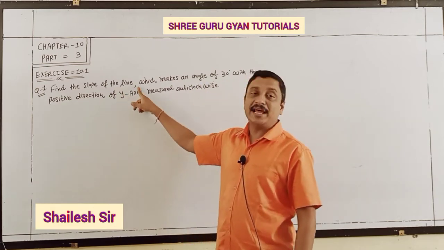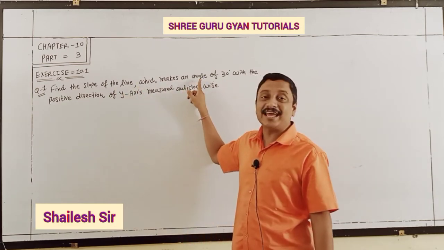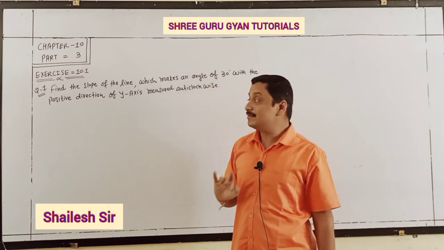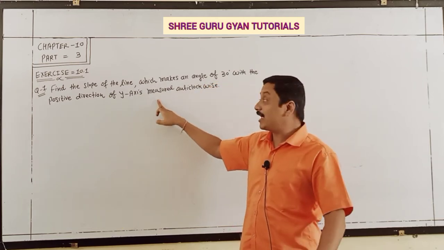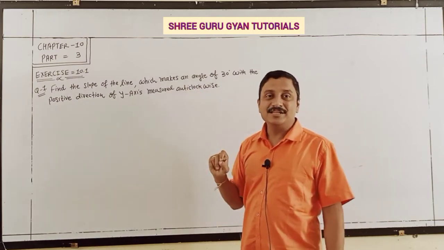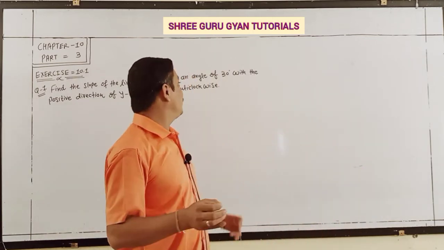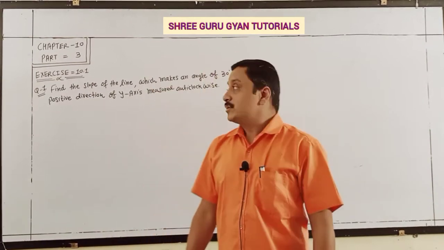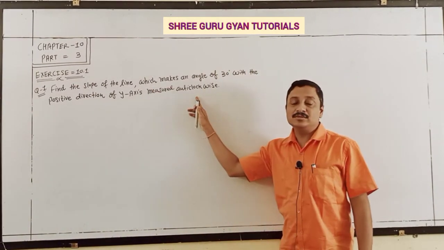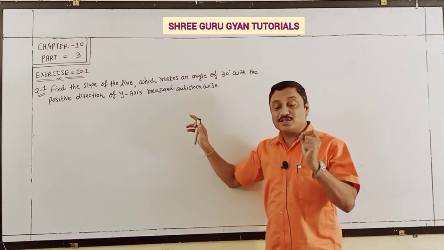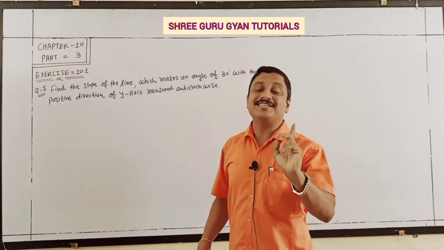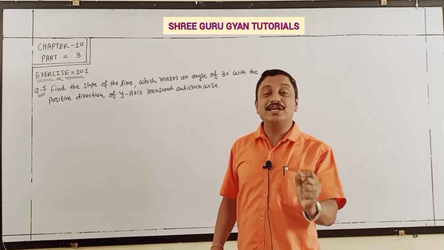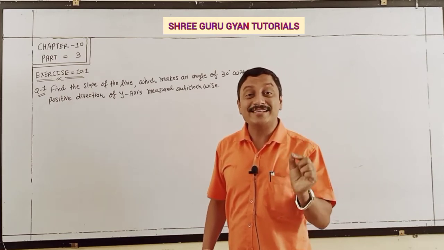Find the slope of the line which makes an angle of 30 degrees with the positive direction of the y-axis, measured anti-clockwise. Students, very easy, it is measured with the anti-clockwise value. So, students, slope is always related to the angle, you will take tan theta, and theta is what? Yes, the positive direction of the x-axis.